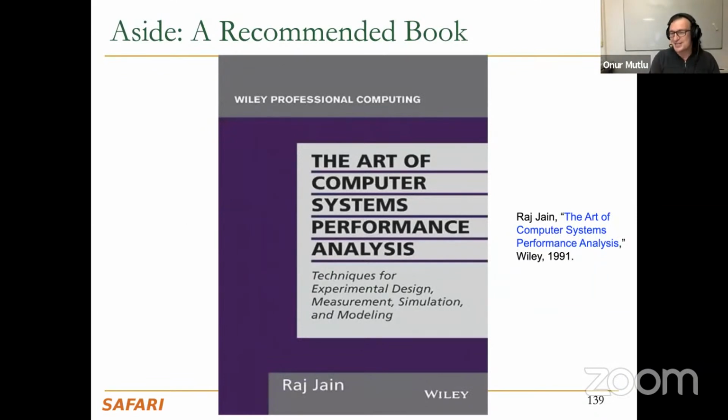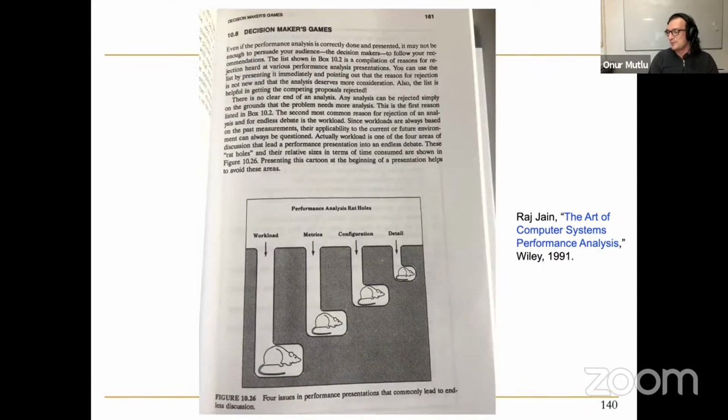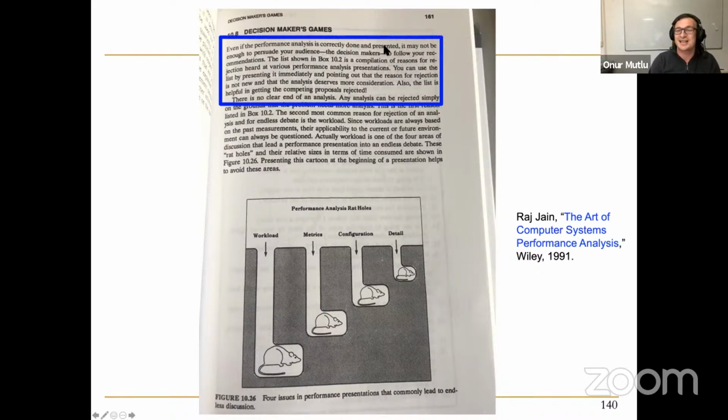So this is why I recommend that book that we recommended in earlier discussions, right? The Art of Computer Systems Performance Analysis. This beautiful book by Raj Jain says that even if everything is done correctly, specifically for performance analysis, and presented, it may not be enough to persuade your audience, decision makers. In this case, decision makers are accepting or rejecting the paper, to follow your recommendations.